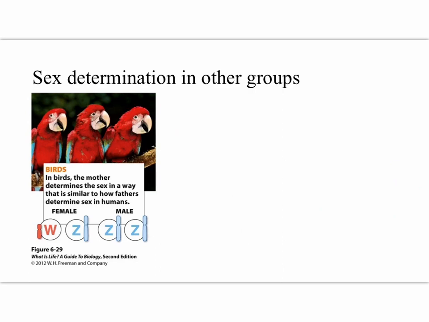The strategy of XY chromosomal sex determination is not the only strategy out there. Birds also use chromosomes to determine sex, but they use different chromosomes. We can see here that in these birds, females are the ones that have 2 different chromosomes, a W and a Z. The males have 2 of the same chromosome, ZZ. This means that the females in birds are actually the ones that determine the sex of the baby.